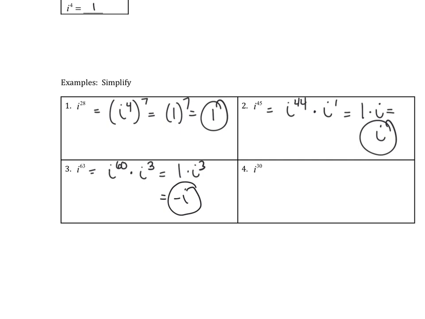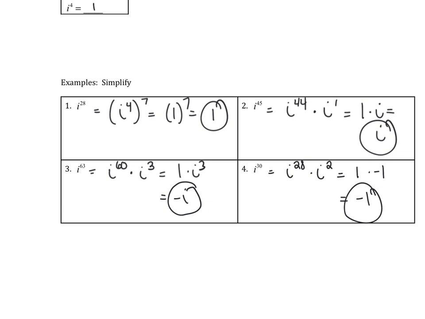And then in the last one, we have i to the 30th power, which needs to be broken down. The closest multiple of 4 I can see there is i to the 28th power times i to the second. So i to the 28th is a multiple of 4, so that's just 1, times i to the second, which remember is negative 1. So 1 times negative 1 is negative 1. And there's your final answer there.